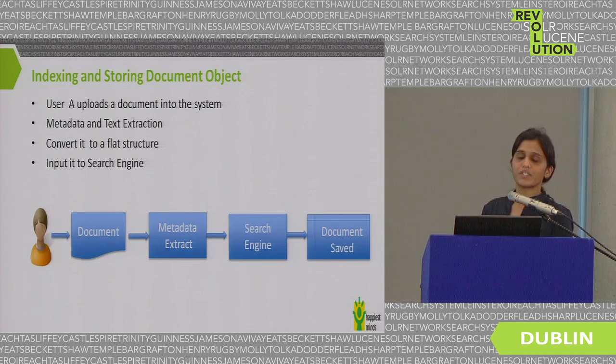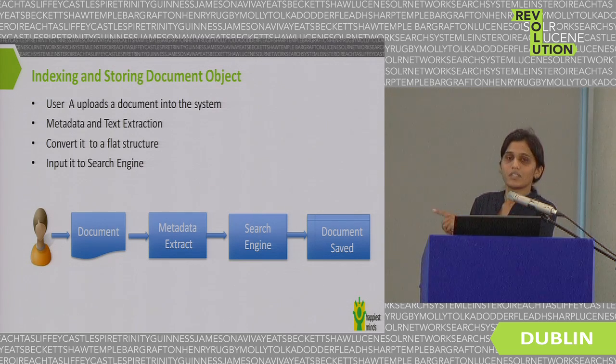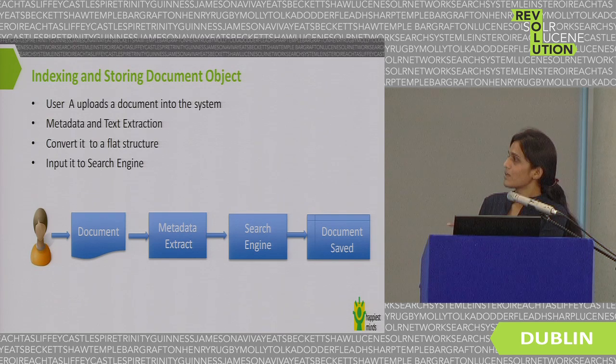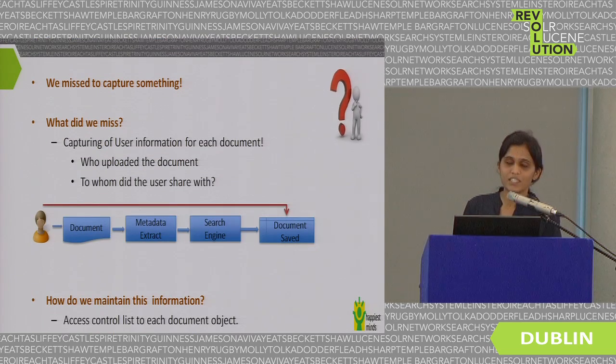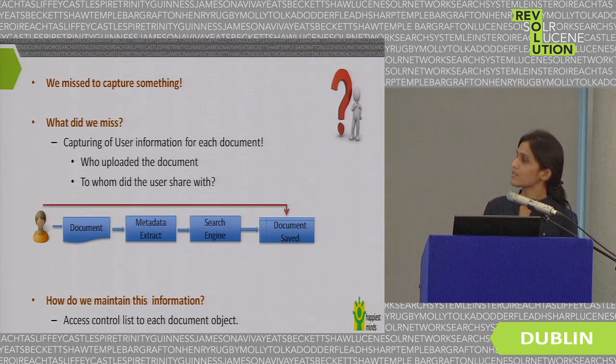Okay. Just an overview of how indexing takes place. When a user uploads a document or a document comes into the system, we extract the metadata and the text information, and then we convert it into a standard format like JSON or XML, and then we import it into the search engine. Okay, so in this process, we actually miss capturing something. So what is that? That's the user-level information, as in who uploaded the document and with whom they shared it. Using that information, we build our access control list.